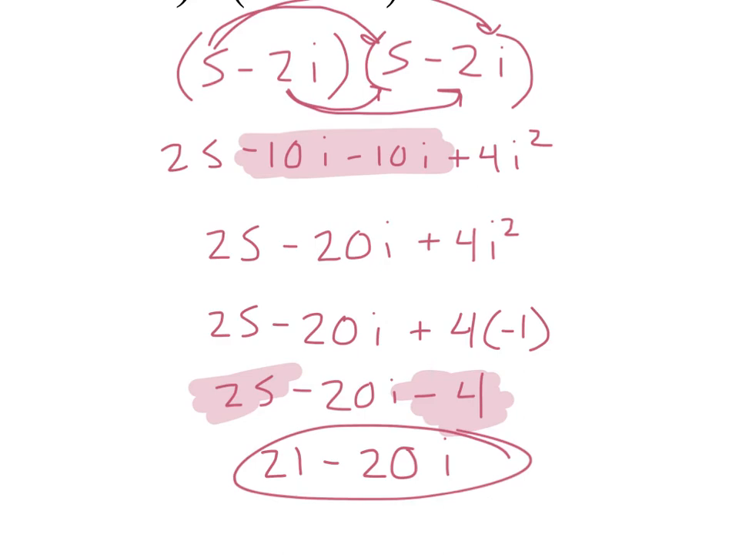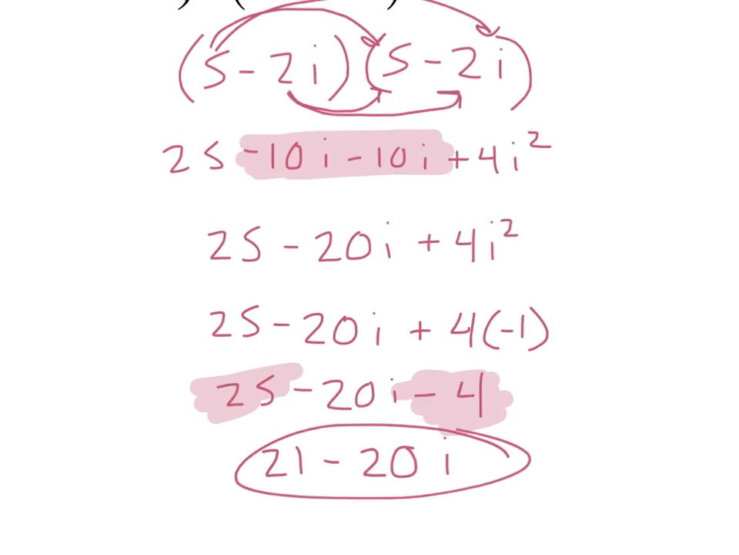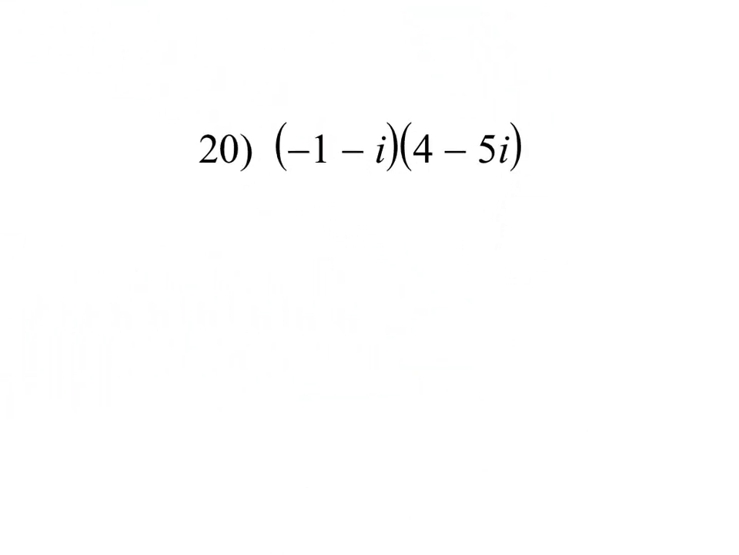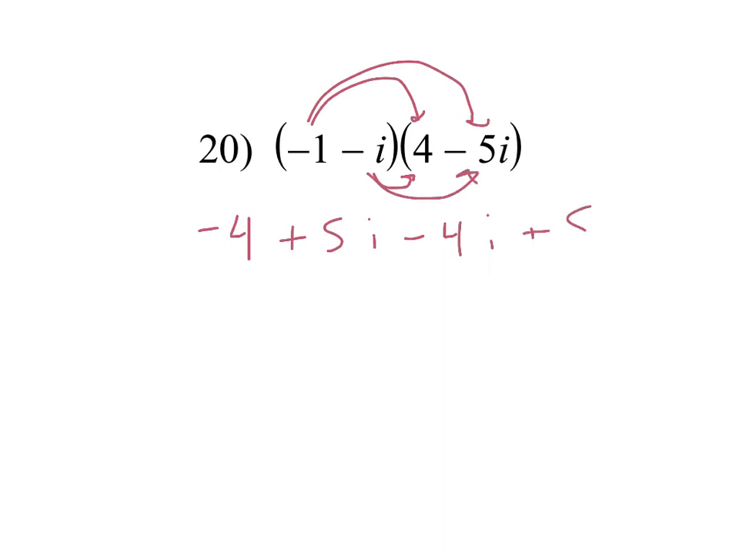Can I go to the next one? Yes. Ready for the last one? Yes. Last one. We want to FOIL. Are you going to do it? Yes. Negative 4 plus 5i minus 4i plus 5i squared. Perfect. And then you're going to do negative 4 plus, you subtract 5i and 4i to give you i, plus 5i squared.